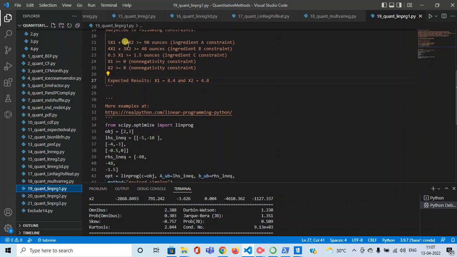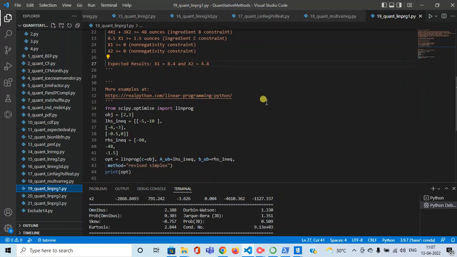So this 5 becomes minus 5, 10 becomes minus 10. This is on the left hand side, and this becomes minus 4, minus 3. Minus 0.5, minus 1, minus 0.5, and 0, because x2 is not existing here. And then the right hand side becomes all minuses, because it is greater, we converted it to less than. That's how linprog of SciPy optimize expects it.